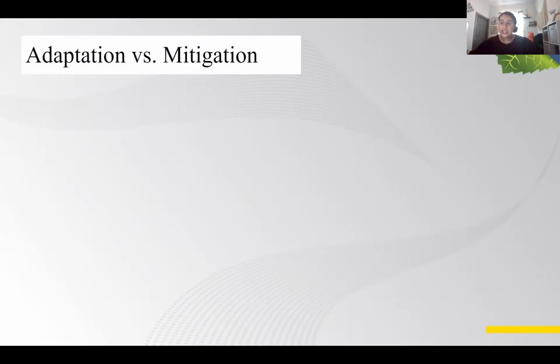So in the future, in order to decrease the negative effects of climate change, there are two broad categories of action that can be taken. Adaptation focuses on reducing the negative effects climate change brings, while mitigation focuses on mitigating climate change itself.